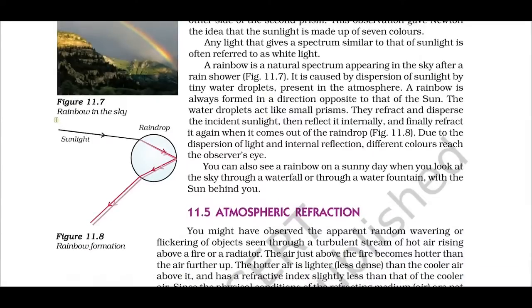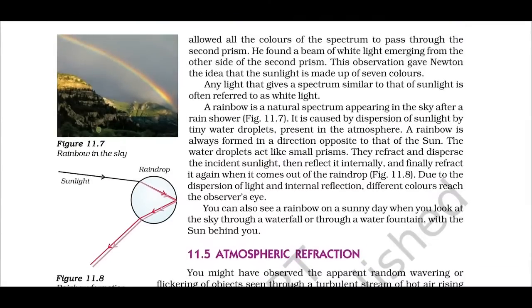Next important question is the formation of rainbow. A rainbow is a natural spectrum appearing in the sky after a rain shower. It is caused by the dispersion of sunlight by tiny water droplets present in the atmosphere. This is the optical phenomenon which appears after the rain shower. These tiny water droplets act as small prisms. Always a rainbow is formed opposite to the direction of the sun.